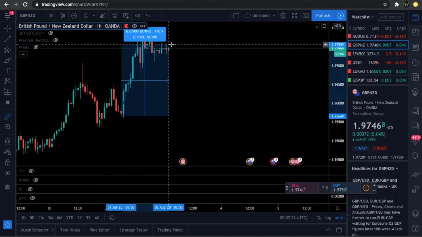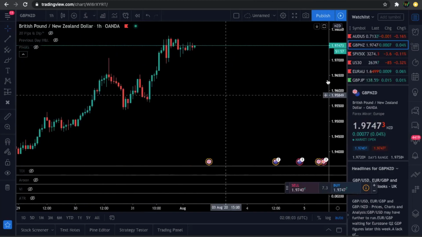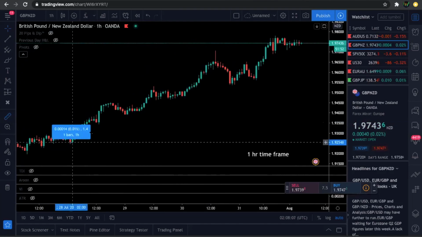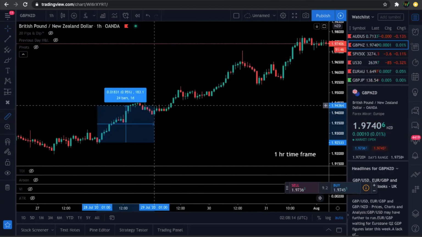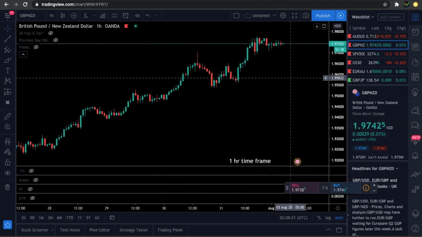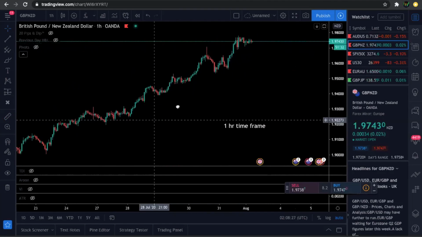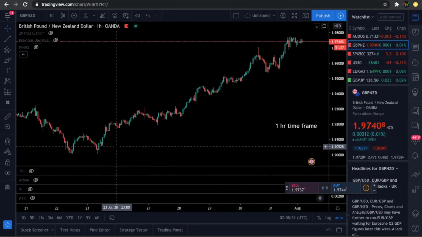From right here to right here, that was 2 days and 20 hours. The only thing is it was 2 days because we had a break during the weekend. Like right here, 1 day. So each candlestick represents an hour here, and I like to do my main analysis on a 1 hour, just because it shows mostly everything that you need to see for day trading.